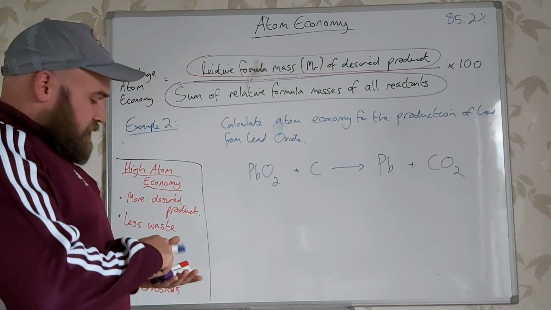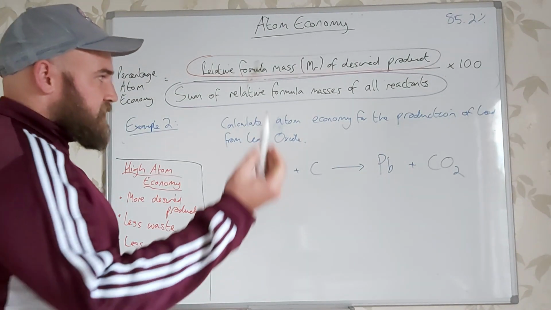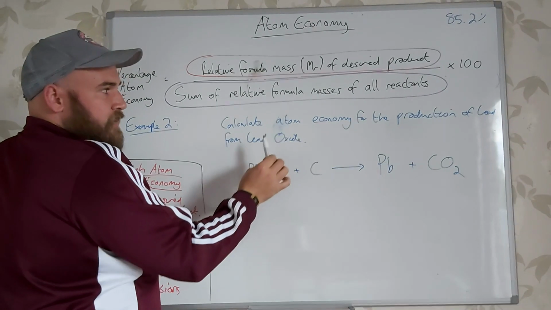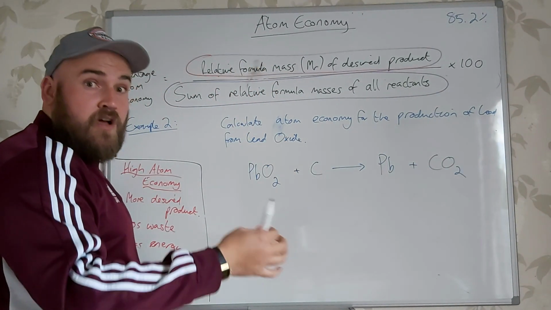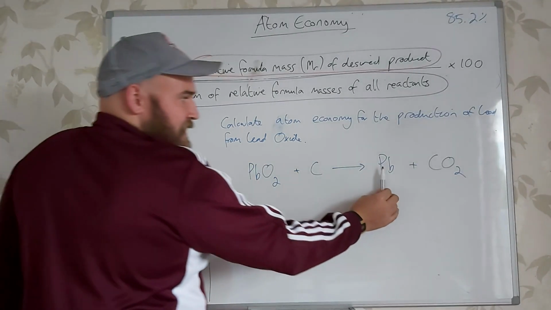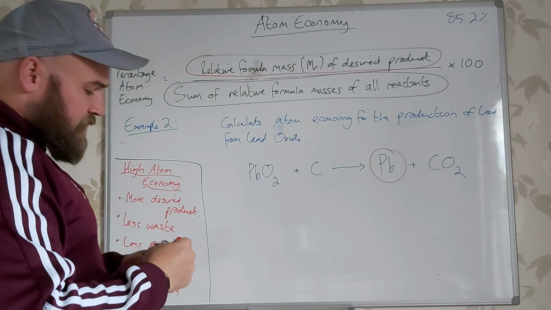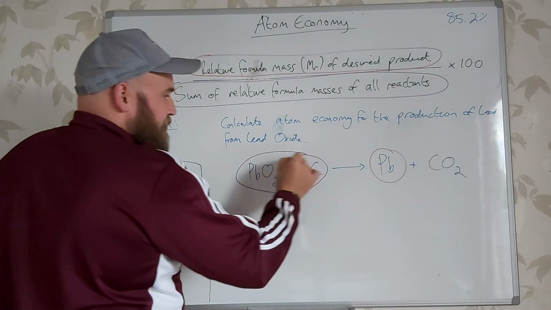So the key thing with these questions is find out what your desired product is. So I've got my red pen ready because I need to find my desired product. So what am I trying to figure out? Calculate the atom economy for the production of lead. Production of lead. Product, right-hand side. And lead. Lead, which one's that? So it's going to be that one again. So there's my red circle. And then the reactants, dead easy each time, everything that's on the left of the arrow.